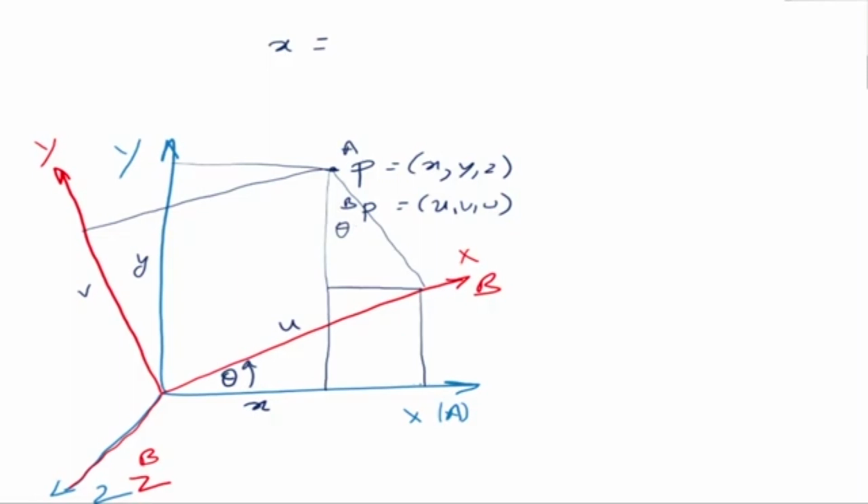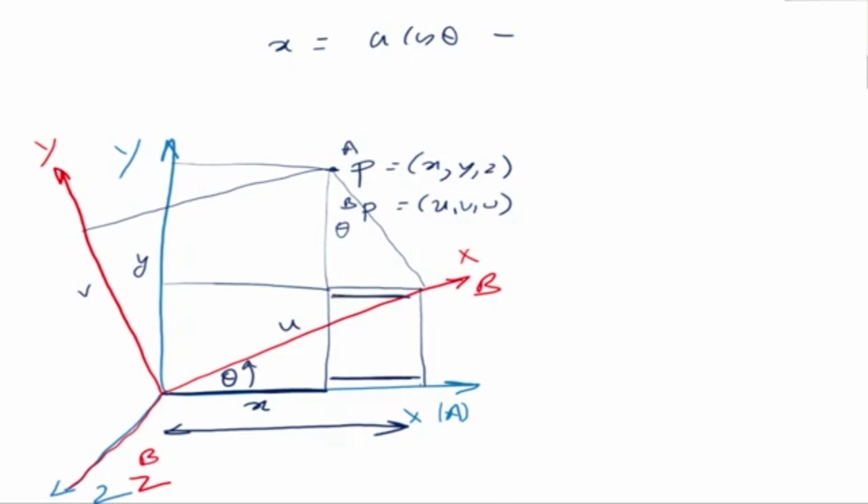So if I make that construction, then what we see is that this distance is equal to x. Okay, so x is equal to this distance. X is equal to this total distance, which is equal to u cos theta, minus this small distance, which is equal to this distance. This is v, this is also v, so it is equal to v sine theta.